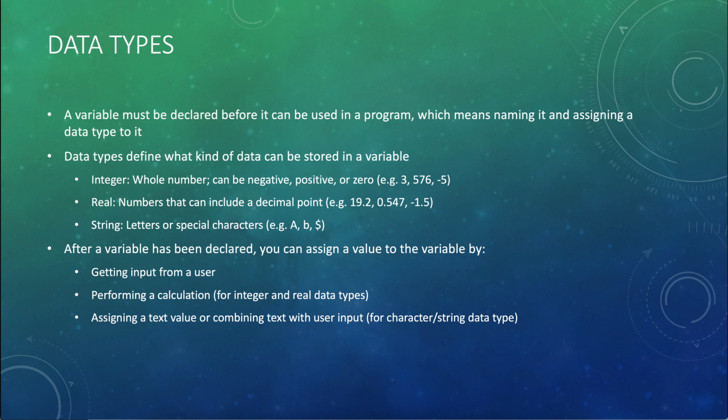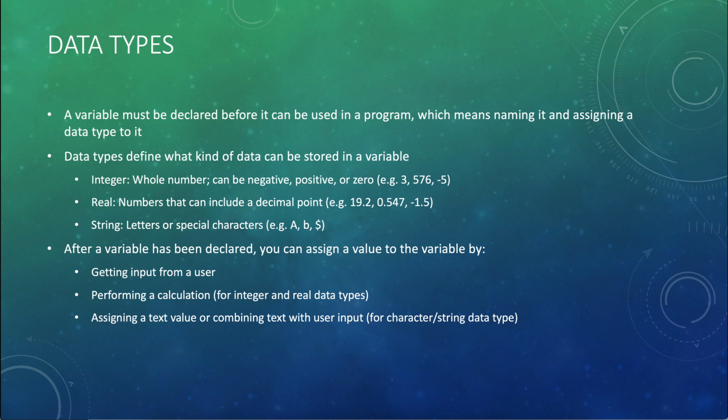The point of data types is to define what kind of data can be stored in a variable in a more specific way. So you have integers, which are whole numbers. These can be positive, negative, or zero. Examples would be numbers like 3, 576, or -5.